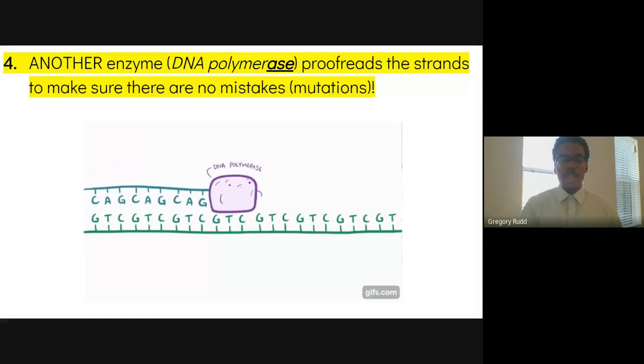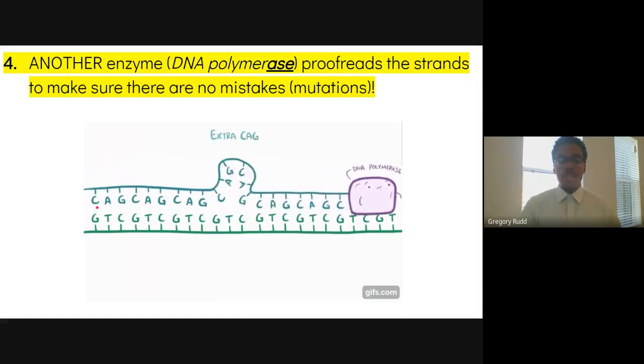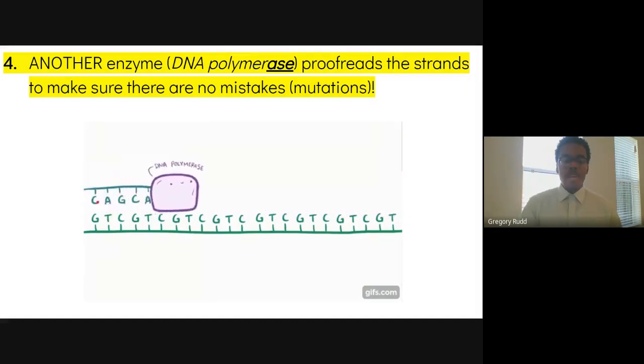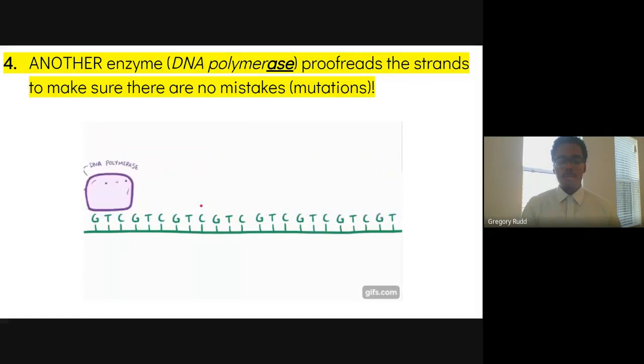And so what you can even in this example see is how the complementary base pairs line up. We've got CG, AT, GC, CG, AT, GC, CG, AT, GC.